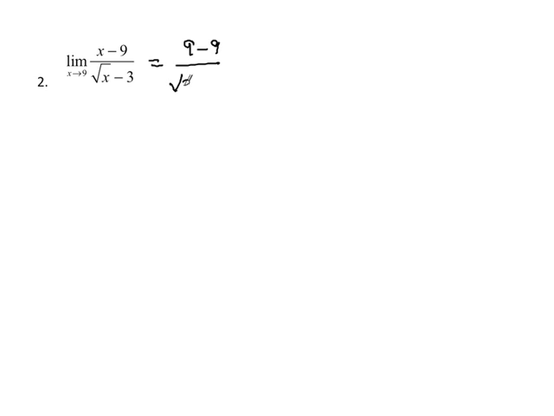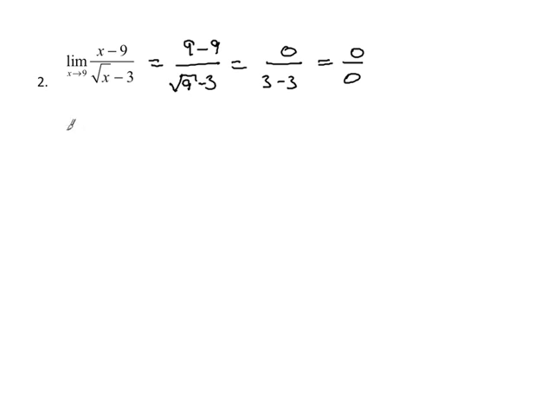The denominator is the square root of 9 minus 3. The square root of 9 is 3, so this is 3 minus 3. So this is 0 over 0. So again, I have an issue. What I need to do is figure out another way to go about finding this limit. So I need to do a little bit of algebra.